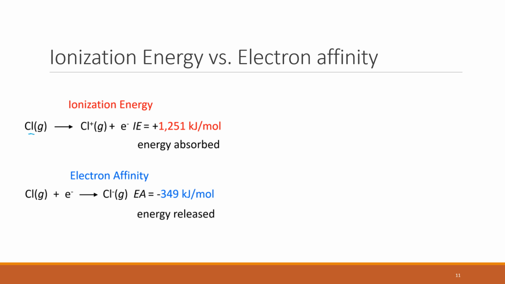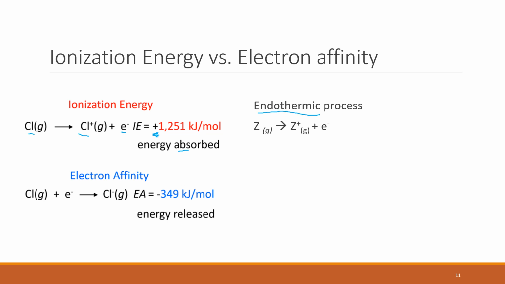Once we pluck off an electron, it becomes chlorine plus the electron now by itself. And notice that positive ionization energy. So we have a positive energy value indicating that the energy was absorbed and that it is indeed an endothermic reaction. So endothermic process for ionization energy is the take home here.